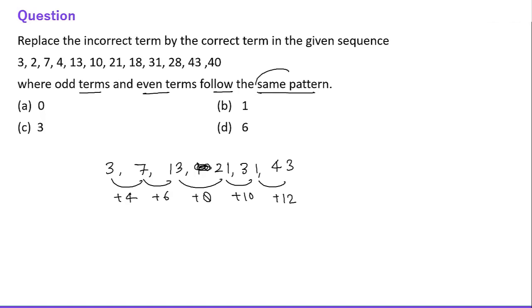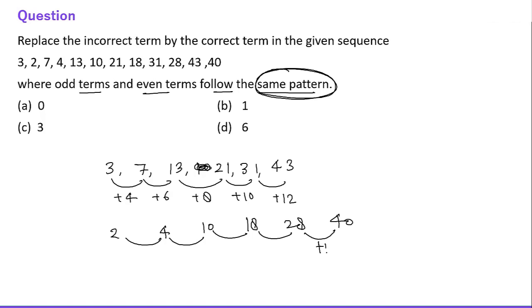And they are saying they follow the same pattern, so in even terms also we will be getting plus 4, plus 6, plus 8, plus 10, plus 12. So even terms I'm writing now: 2, 4, 10, 18, 28, 40. So this is plus 12, this is plus 10, this is plus 8, this is plus 6. It has to be plus 4, so it has to be 4.